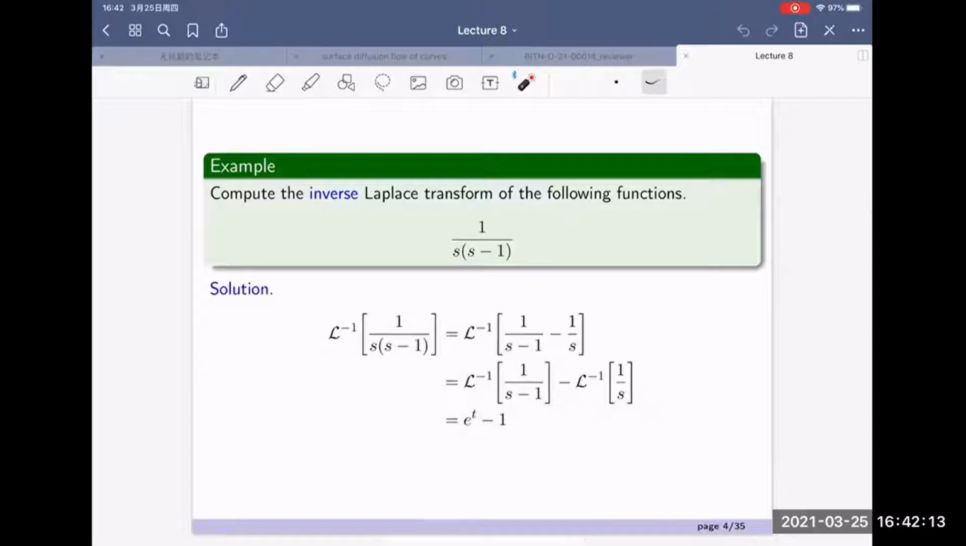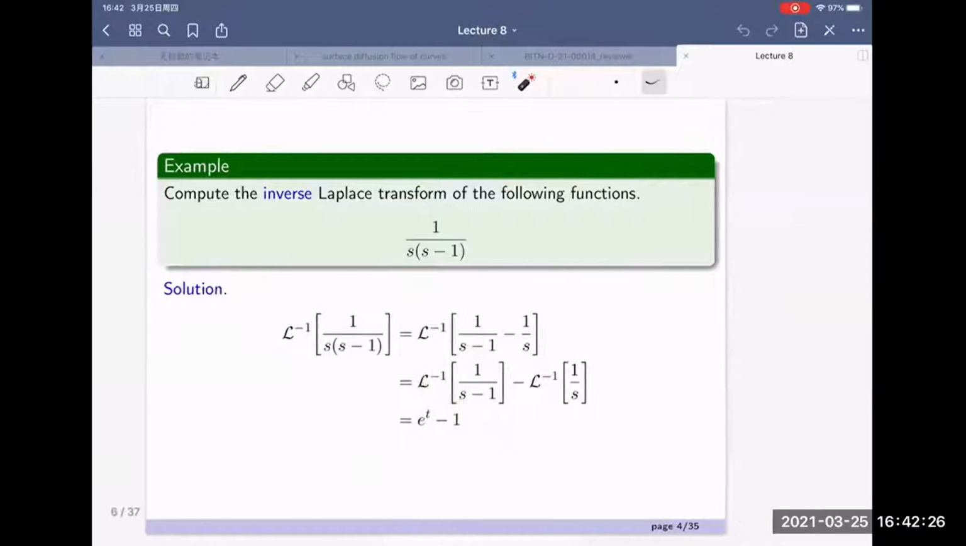So this is a typical application of a basic property, the linear property. The Laplace transform and its inverse are both linear. So you can apply the transform to each term and then sum up the two parts.